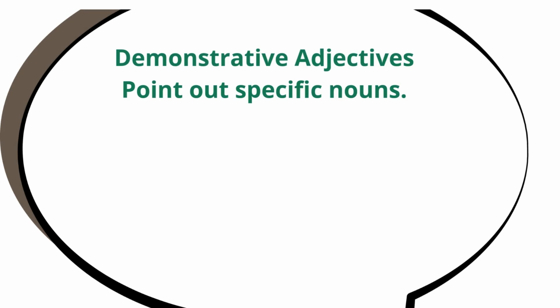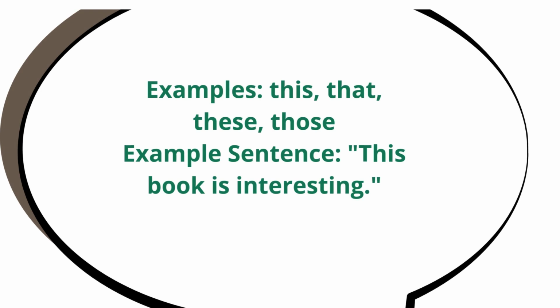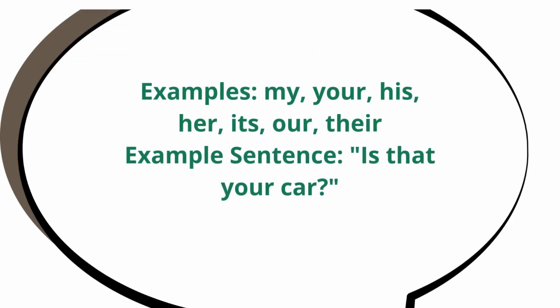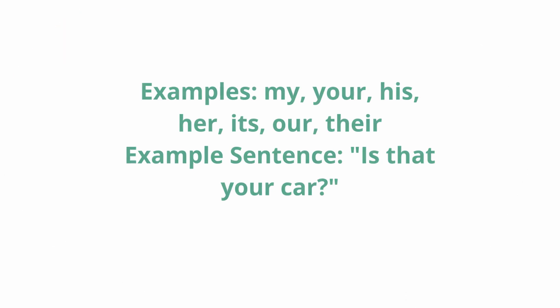Demonstrative adjectives point out specific nouns. Examples: this, that, these, those. Example sentence: this book is interesting. Possessive adjectives show ownership. Examples: my, your, his, her, its, our, their. Example sentence: is that your car?